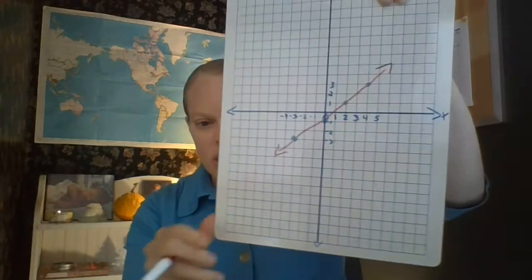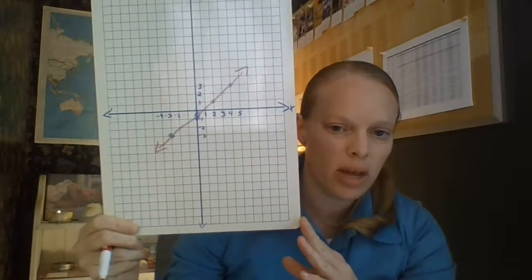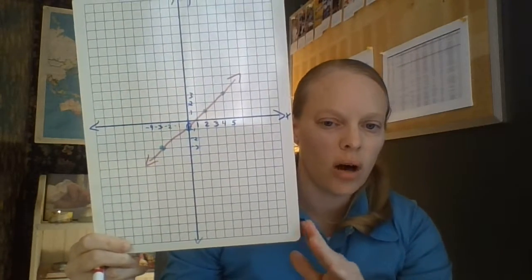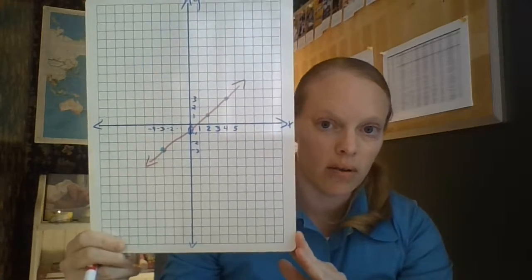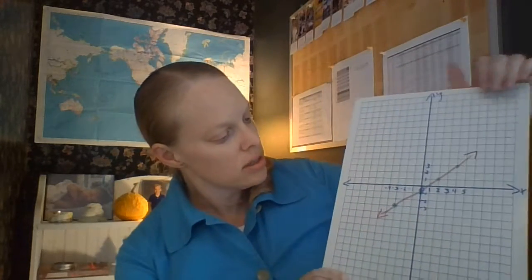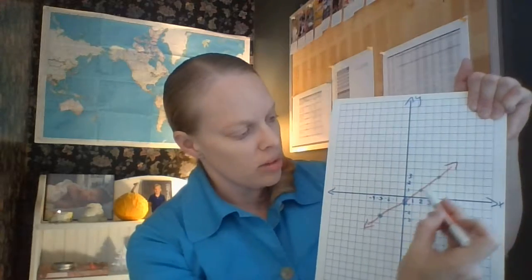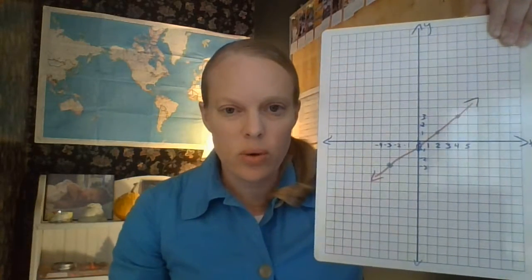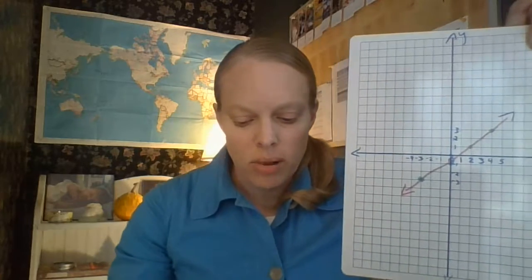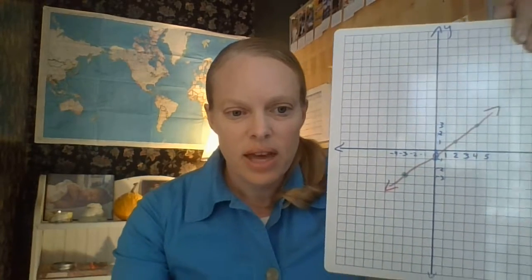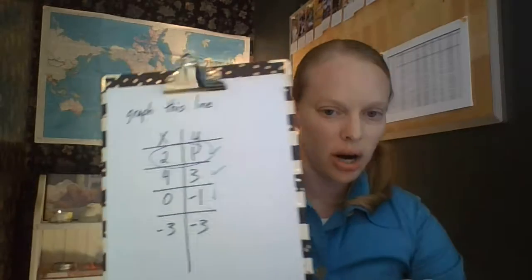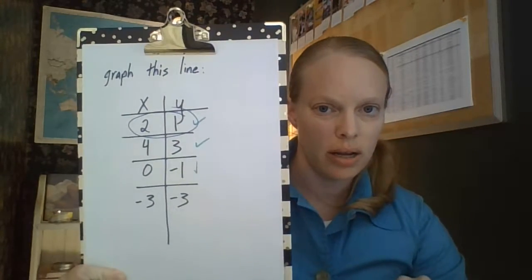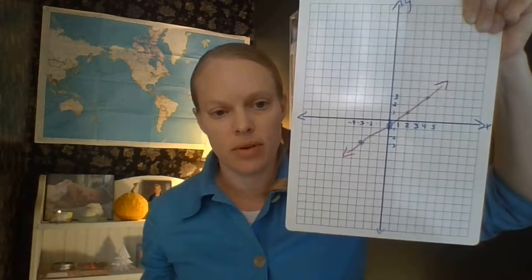Now remember what those arrows mean? Do you guys remember that? It means that it's going to go on forever and ever and ever. Okay, so this is our line right here. The red part is the line. The green dots are the points that we were asked to plot on the graph. And that is how you take this kind of chart, an XY chart, and make a line graph.